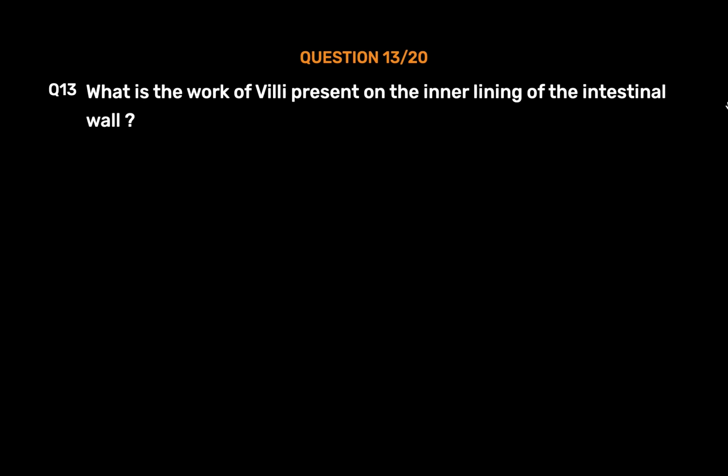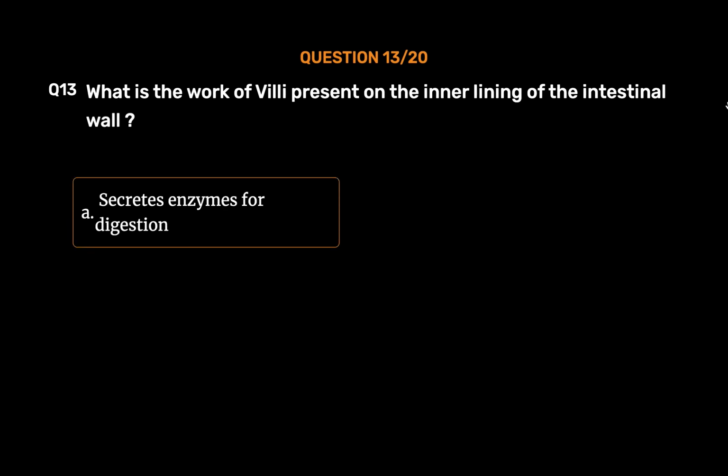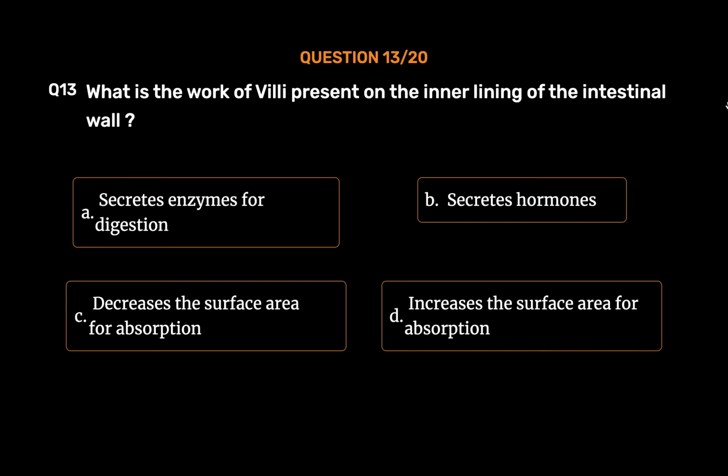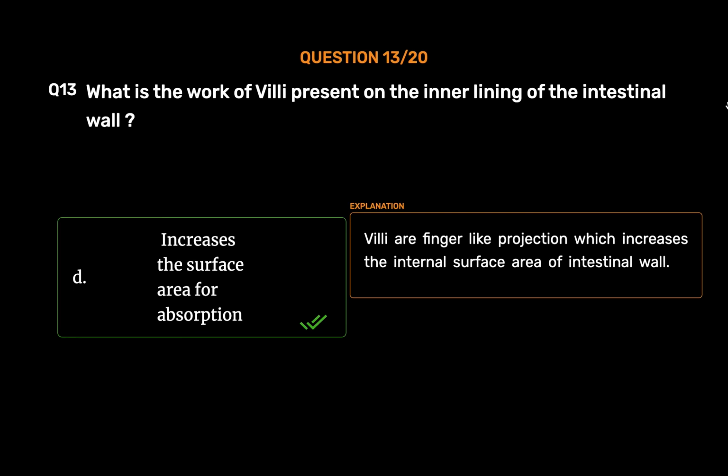Question number 13. What is the work of villi present on the inner lining of the intestinal wall? Option A. Secretes enzymes for digestion. Option B. Secretes hormones. Option C. Decreases the surface area for absorption. Option D. Increases the surface area for absorption. The correct answer is option D. Increases the surface area for absorption. Villi are finger-like projections which increase the internal surface area of the intestinal wall.